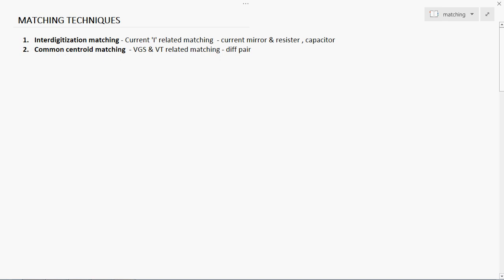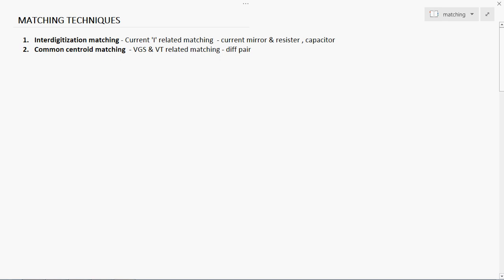Whenever there is current related matching, whenever current is our main concern, we have to give importance to the currents. In such a situation we have to go for interdigitization based matching techniques. Usually current mirrors, resistance, and capacitance, all these three devices can be done by the methods of interdigitization based matching. And then common centroid based matching.